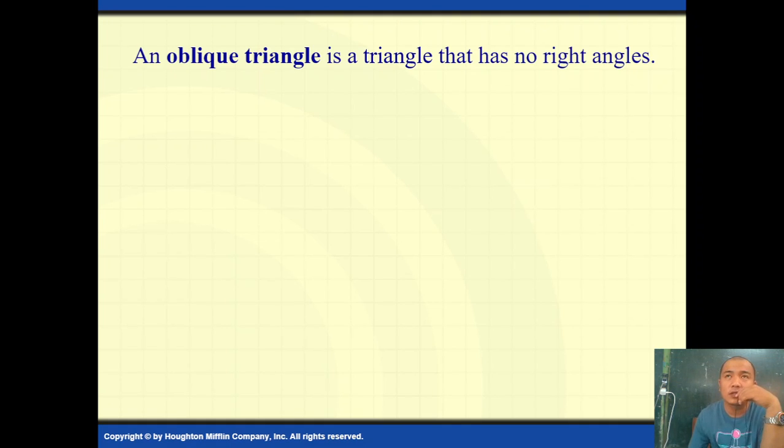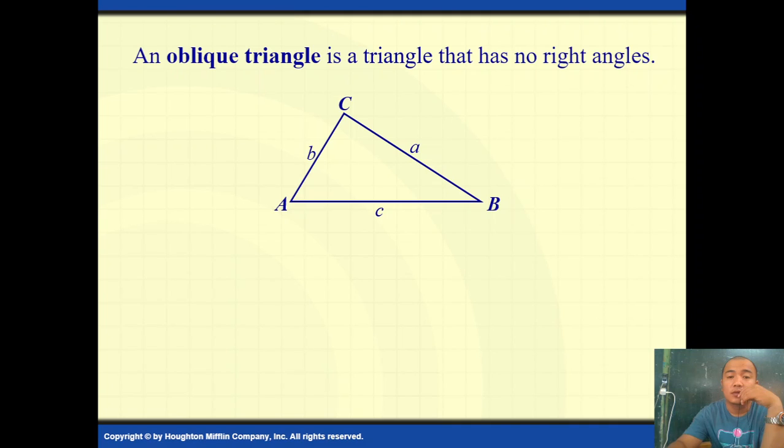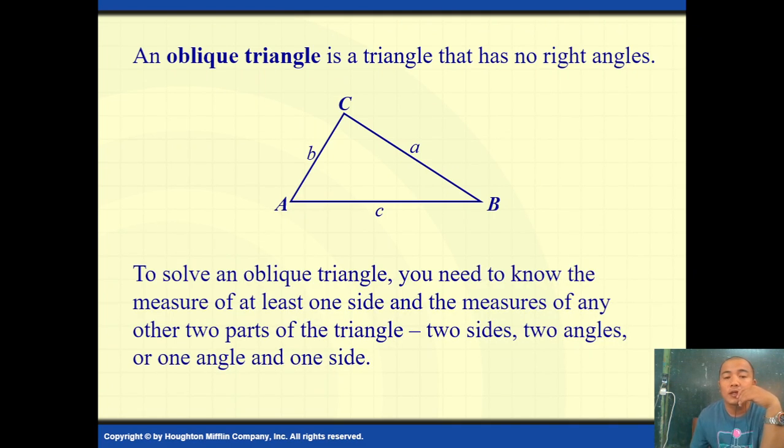So when you say oblique triangle, it's not right. It can be an acute triangle or an obtuse triangle. So we have here an example of an oblique triangle. To solve an oblique triangle, you need to know the measure of at least one side and the measures of any other two parts of the triangle: two sides, two angles, or one angle and one side.